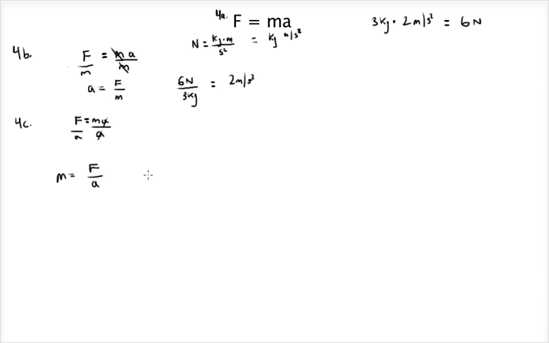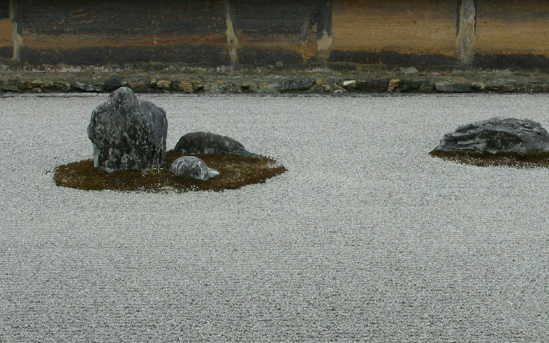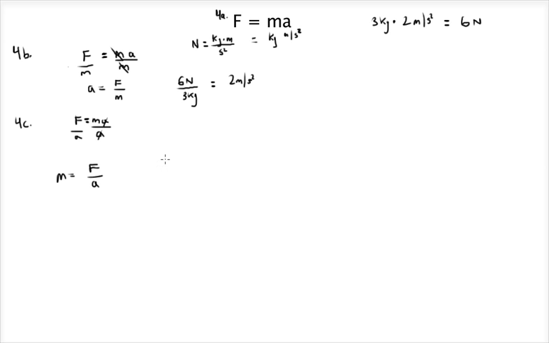Okay, so let's again use the same numbers. If I applied a force of 6 newtons, and I got the thing to accelerate by 2 meters per second squared, how massive must it have been? Well, I applied 6 newtons of force. The thing accelerated at 2 meters per second squared. That means the thing must have had a mass of 3 kilograms.